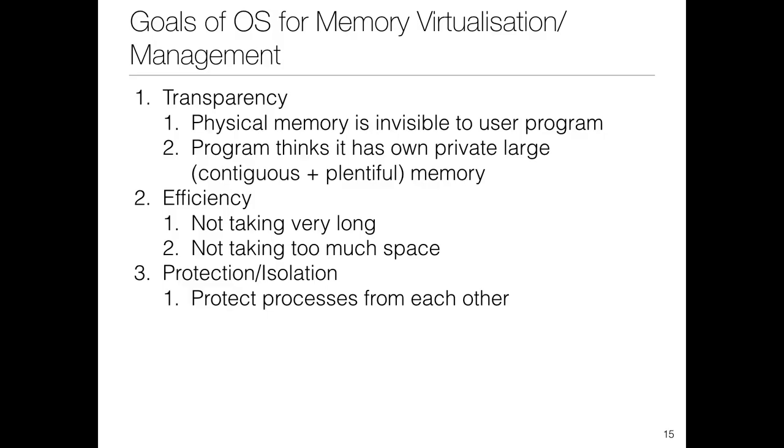Efficiency, again similar to the one which we had in CPU. You don't want the OS to take very long in allocating, deallocating, fragmenting, or basically memory management. But you also don't want the OS to take a lot of space. That would just defeat the purpose. Protection and isolation: you want to protect processes from each other.